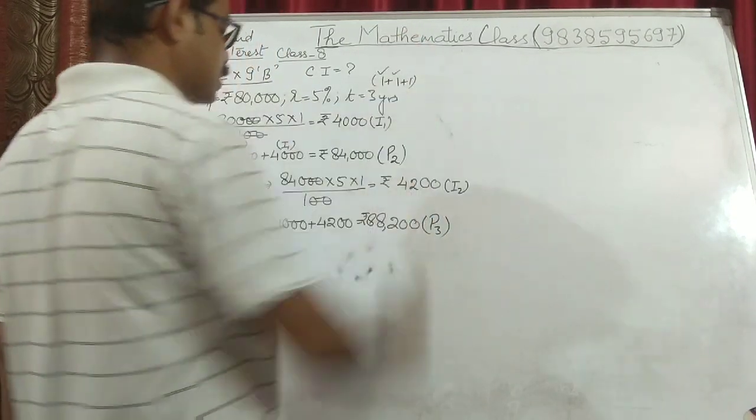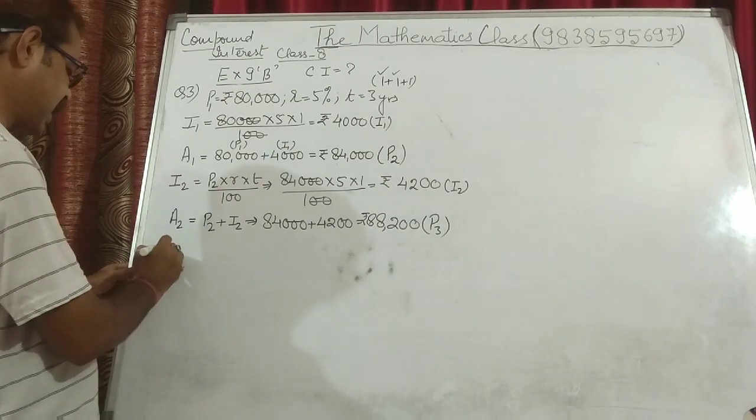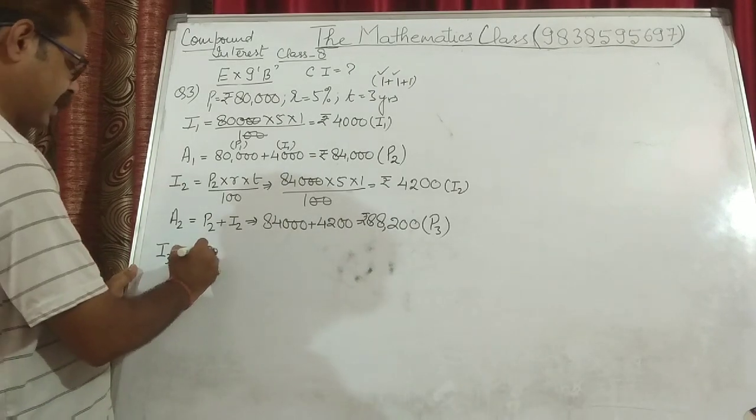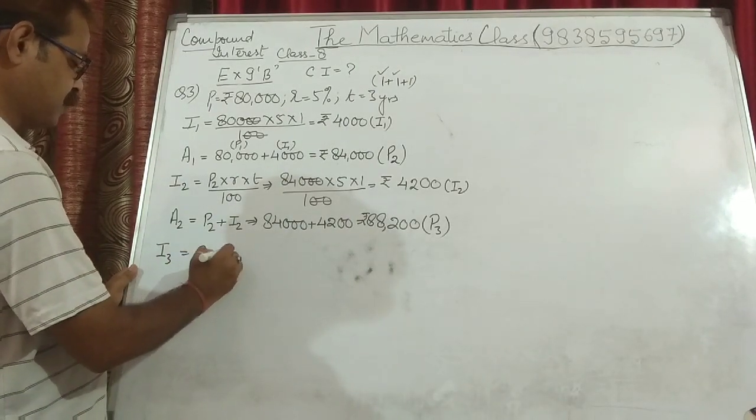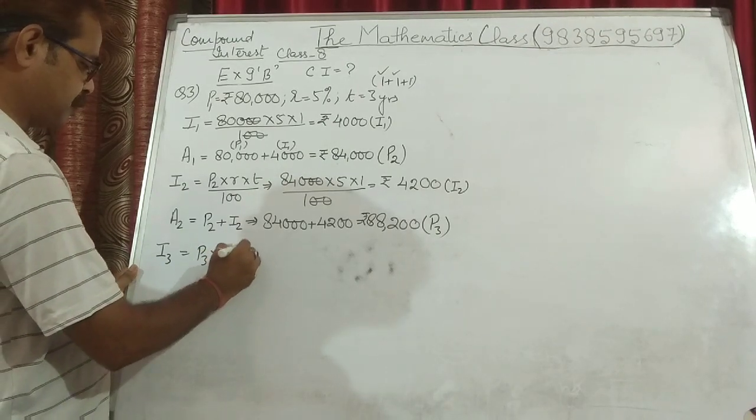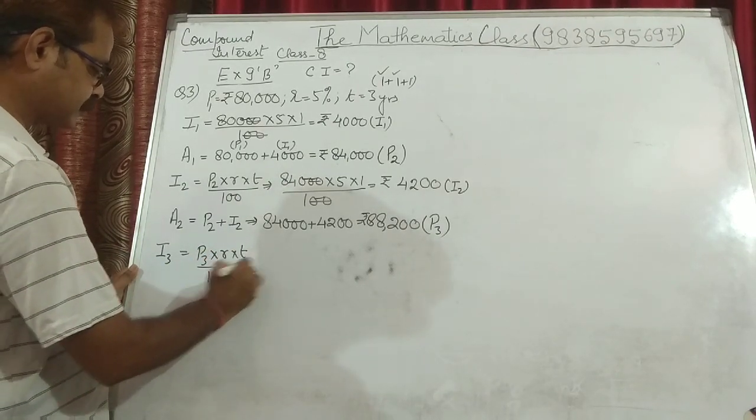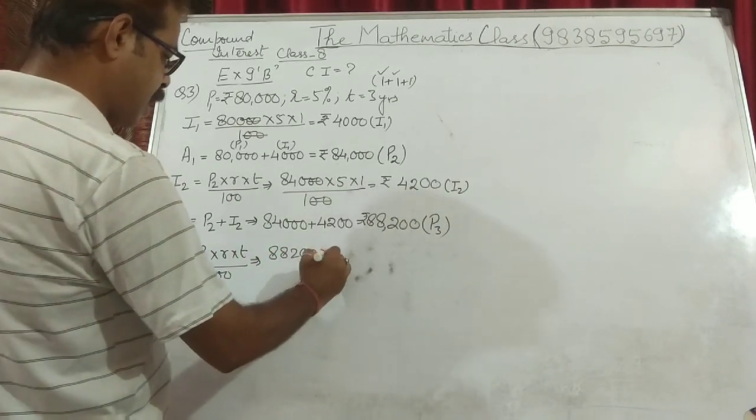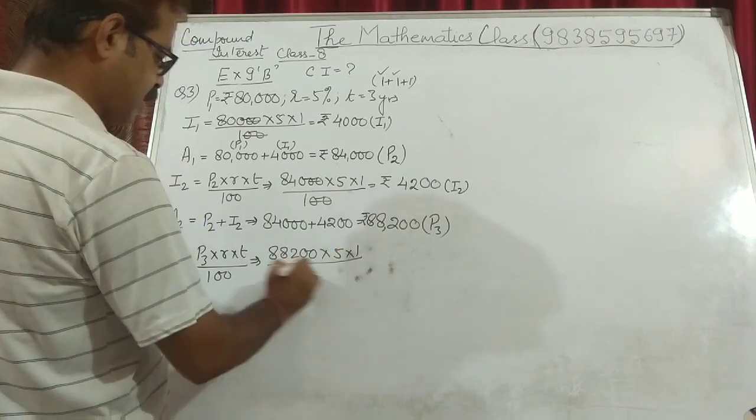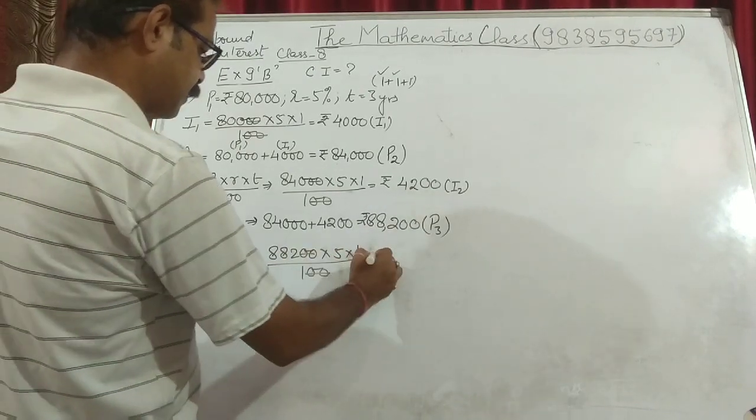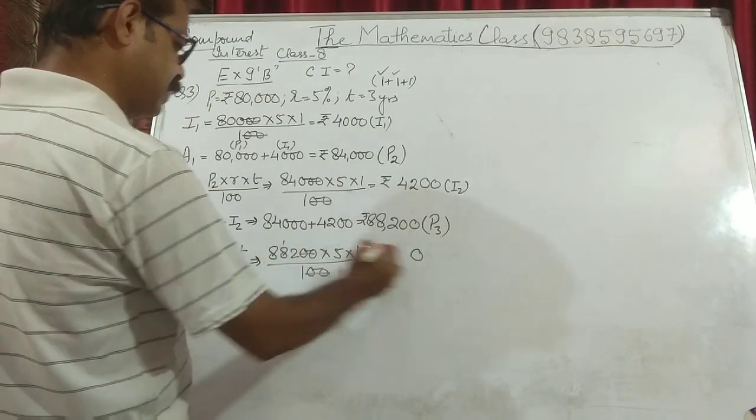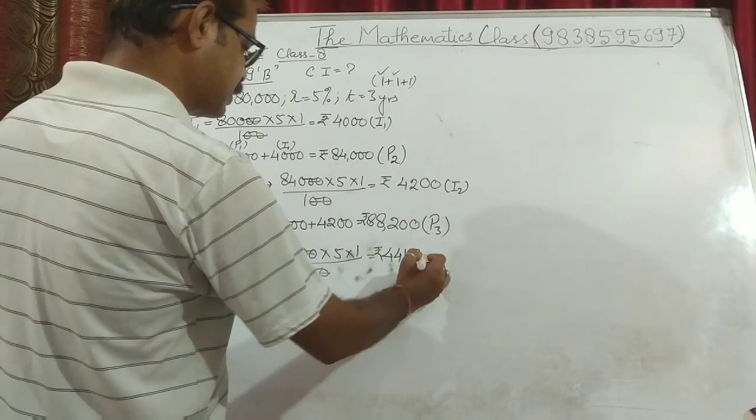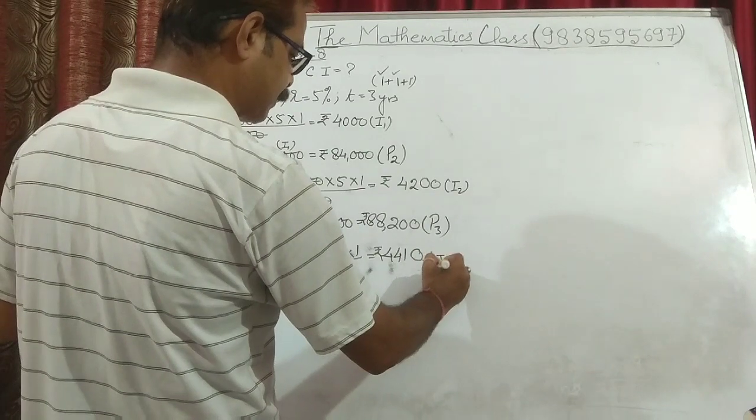Now we will talk about this last third year. So again I3. I3 stands for interest for the third year. That is again P3 into R into T upon 100. That becomes 88200. R is 5, T is 1 upon 100, 0 0 cancelled, 5 2s are 10, 1 carry 4, 1, 4 carry 4, 4. This is the interest after third year.